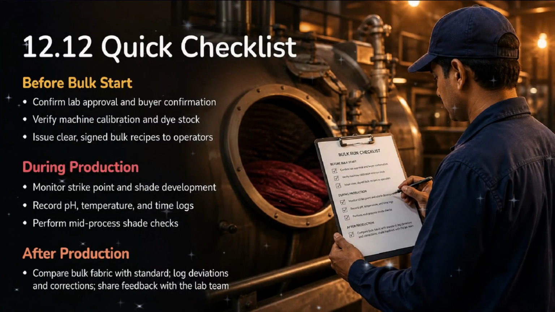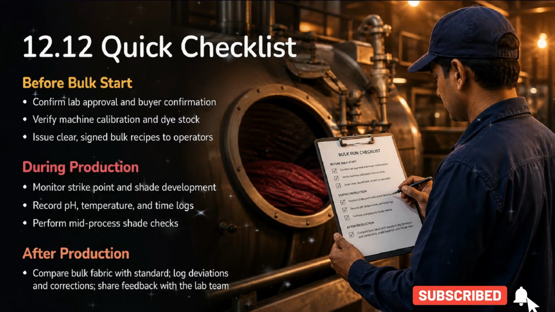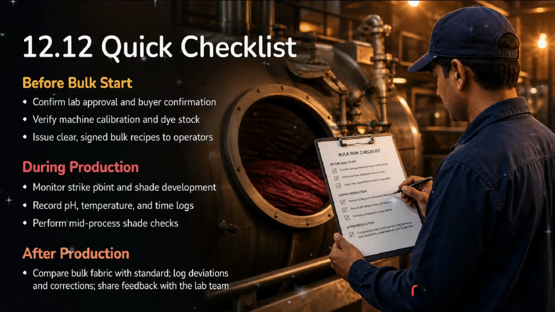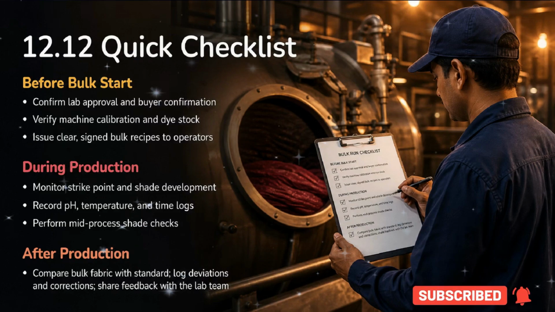Follow this quick checklist to maintain control. Before starting, confirm all approvals and machine calibrations. During production, monitor shade development and log all variables. After completion, compare the results against the standard and share your feedback with the lab team.